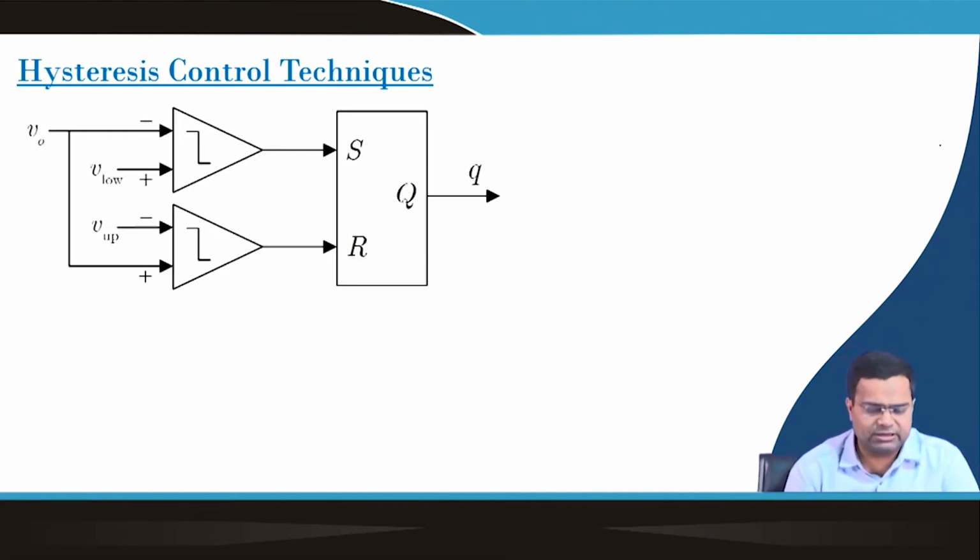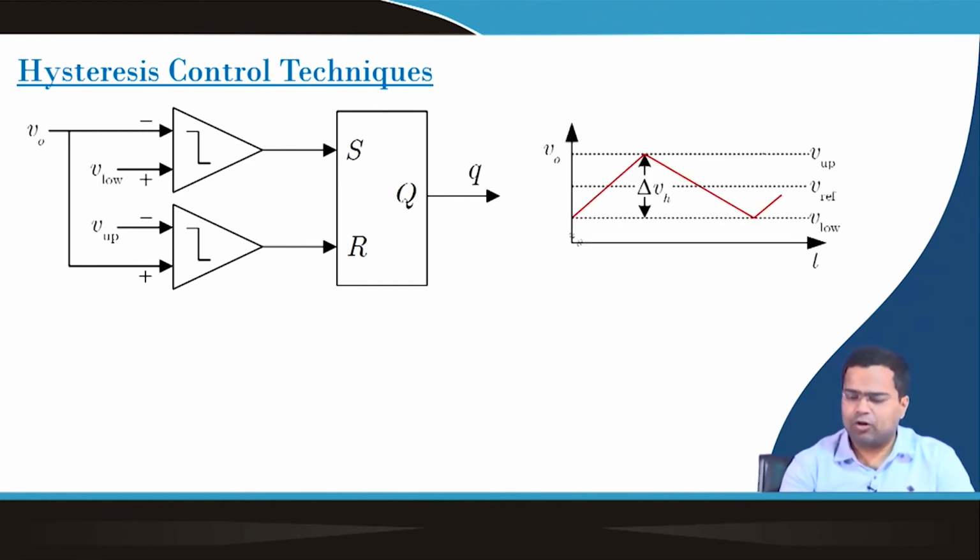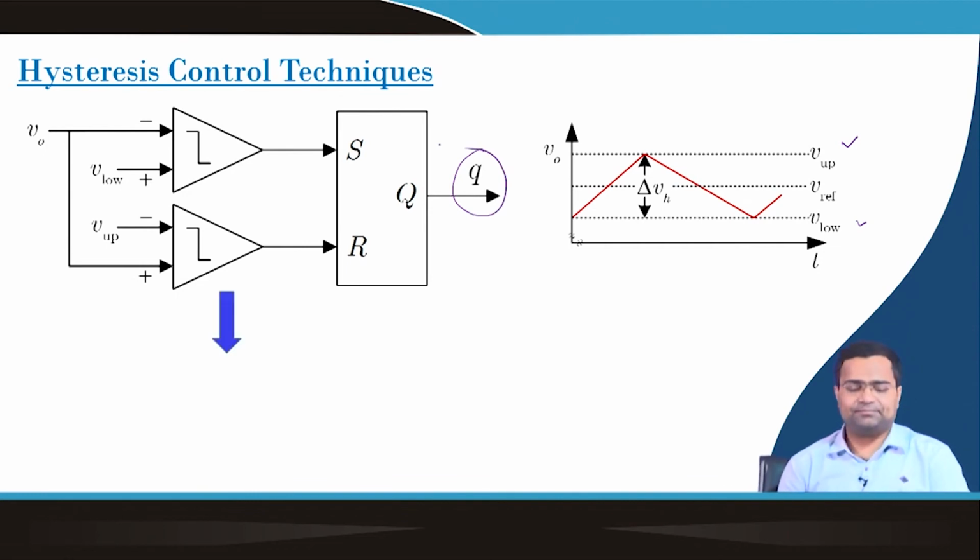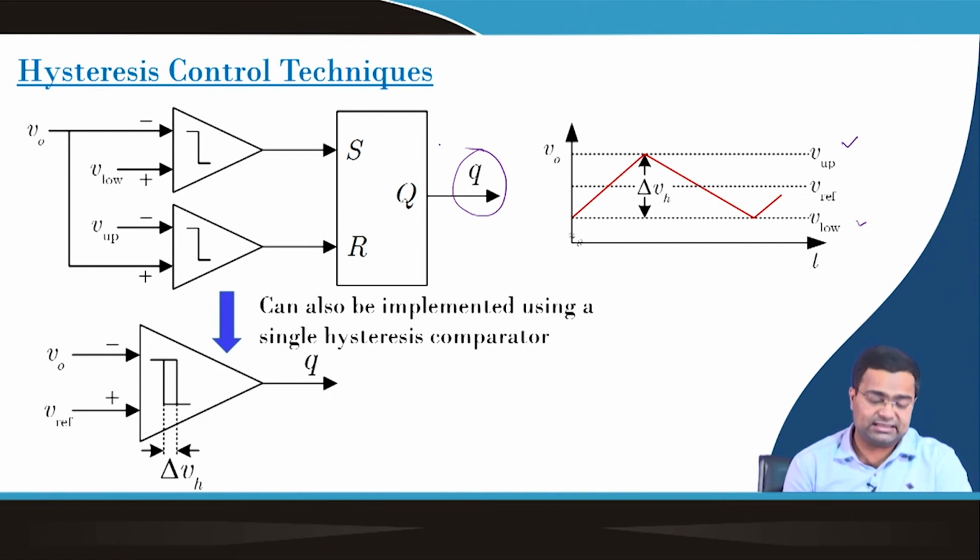So, if you take a voltage hysteresis control, the output voltage is compared between its upper limit and the lower limit, and accordingly the output gate signal can be generated. Perhaps this can be implemented using a hysteresis comparator. A single comparator is like a Schmitt trigger, and we can generate the gate signal for the converter. So, you can do voltage hysteresis control.